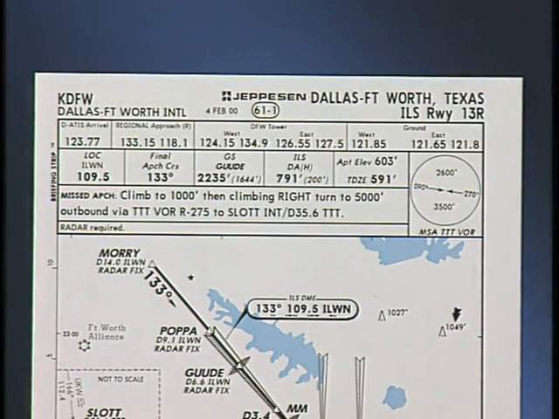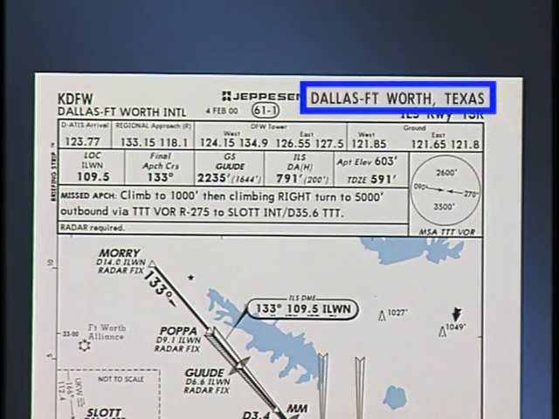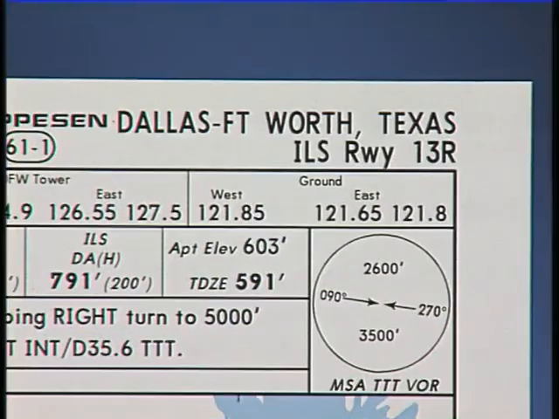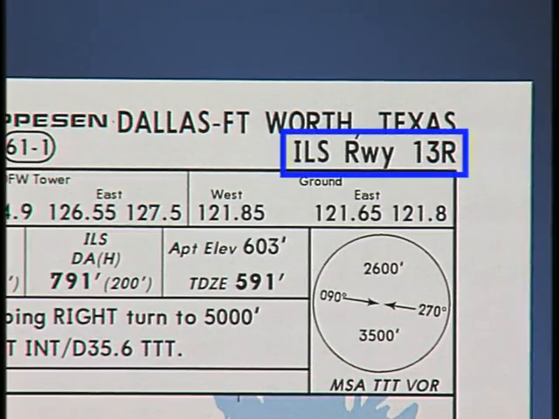The information on the chart flows from right to left. On the top right side, you will find the location of the airport by city and state. All Jeppesen civil approach charts are filed alphabetically by city name within the state. The city name is shown in bold print for easy recognition. The specific procedure is noted below the city name.